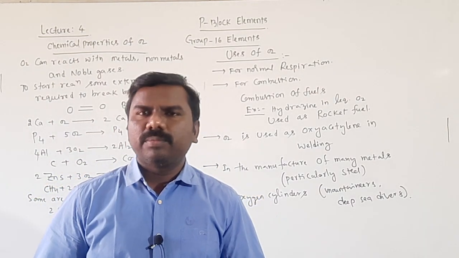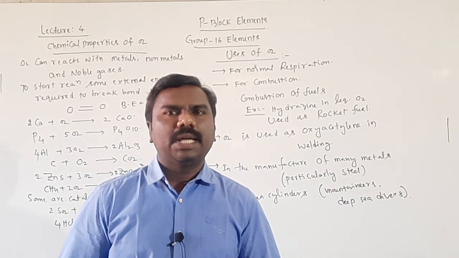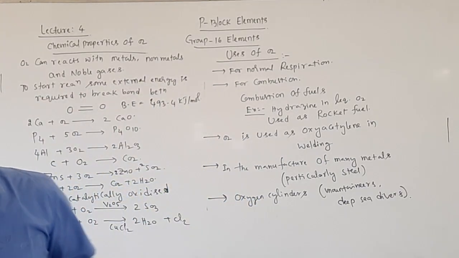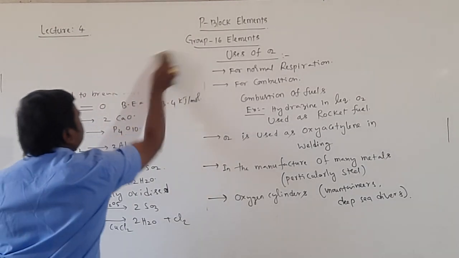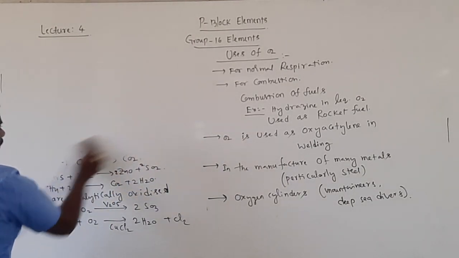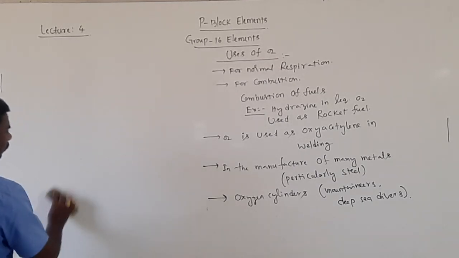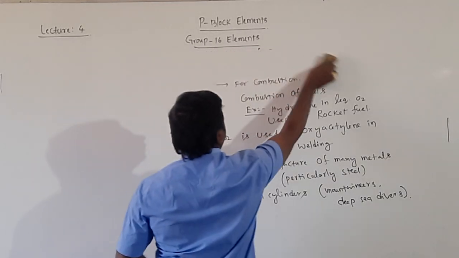So, this is the first component of oxygen, that is dioxygen. The second one is oxides.